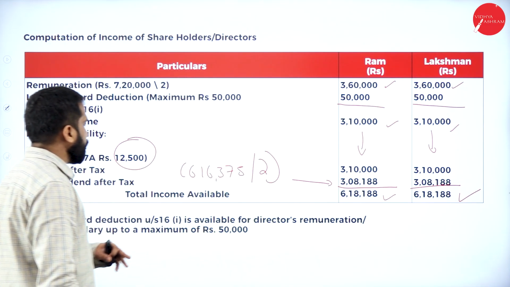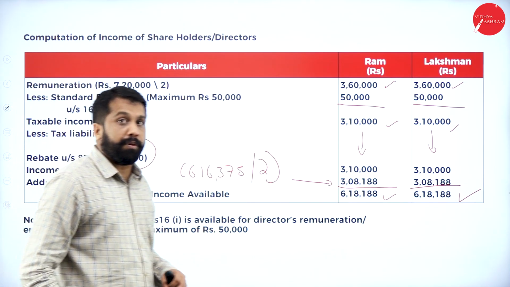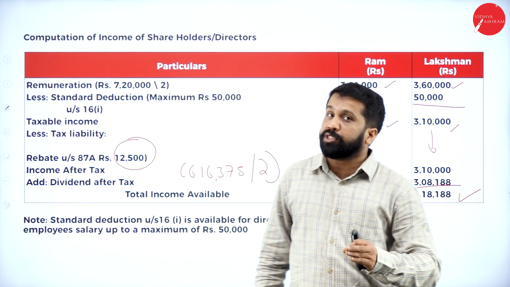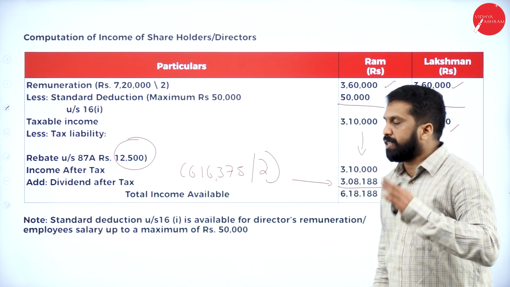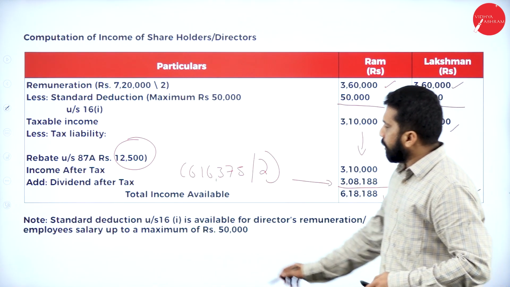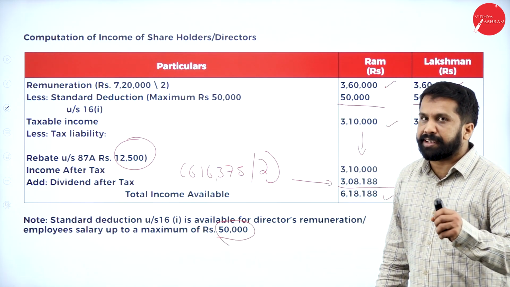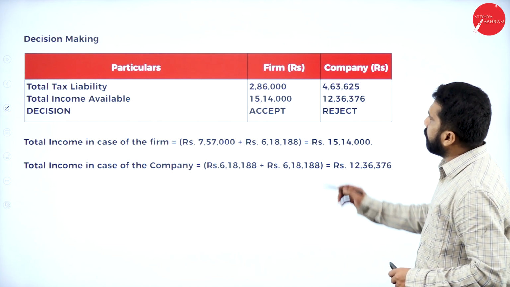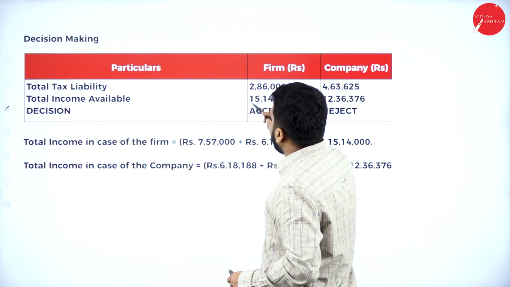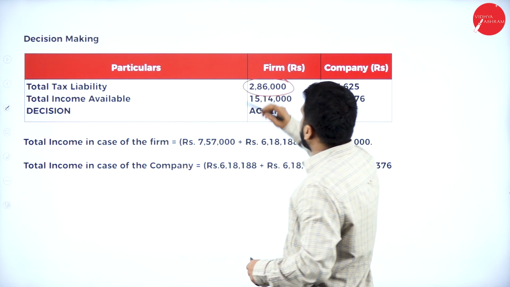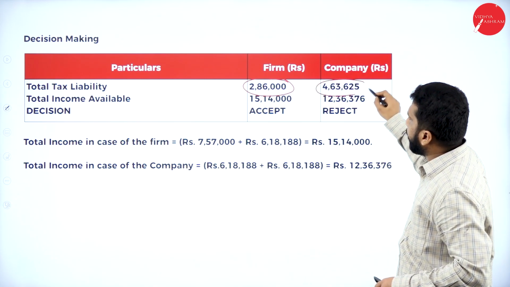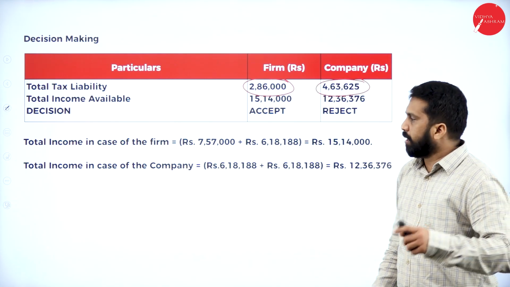6,18,000. Now, you are supposed to tell whether partnership form is better or company is better. Now, see, remember, there is a deduction of 50,000 for every problem in case of company. Now, so, total tax liability, partnership form is 2,86,000. This is 4,63,000. How come you got? I'll show you.